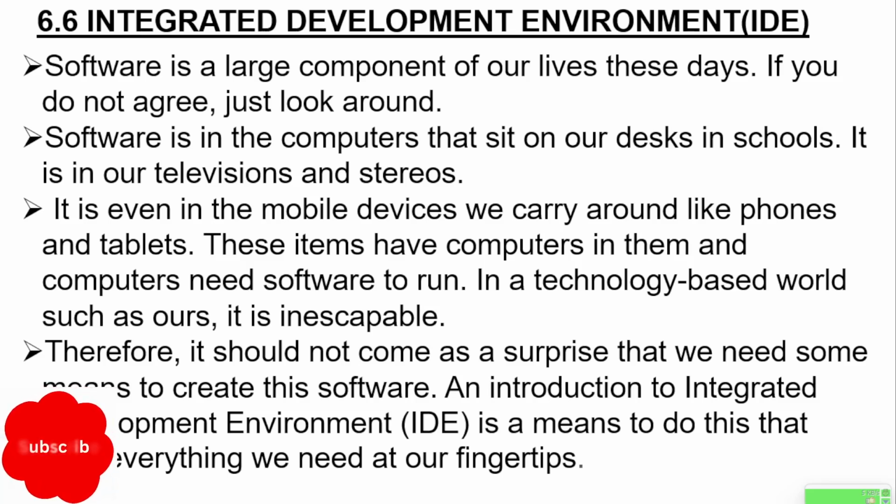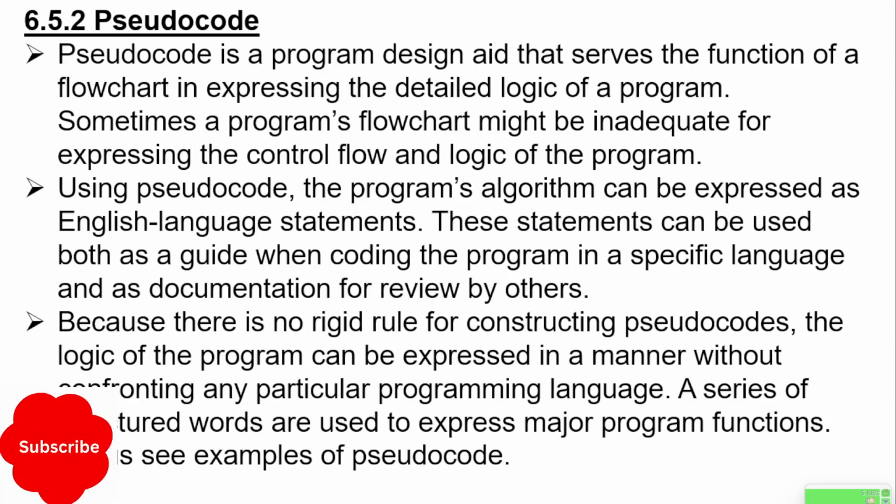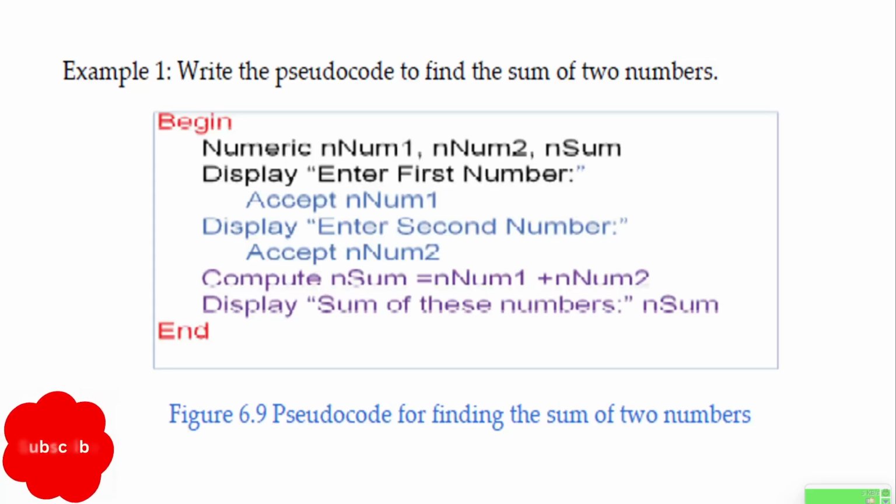Flowchart is the first method to represent an algorithm. The second method is pseudocode. A pseudocode serves the function of a flowchart in expressing the detailed logic of a program. It is the second type of representing an algorithm, which uses English-like statements. Almost, we have typed the source code.